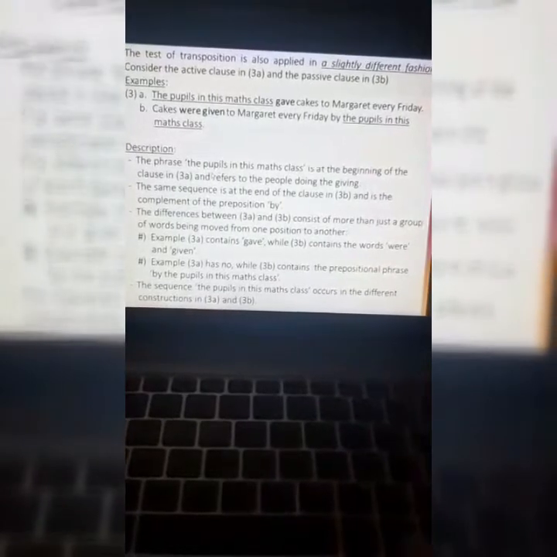The phrase the pupils in this math class is at the beginning of the clause in 3A and refers to the people doing the giving. Karena dibentuknya adalah sebagai active, makanya doing the giving. The same sequence is at the end of the clause in 3B and is the complement of the preposition by. The differences between 3A and 3B consist of more than just a group of words being moved from one position to another. Kalau tadi move-nya together into the room, boleh paling depan, atau paling belakang.